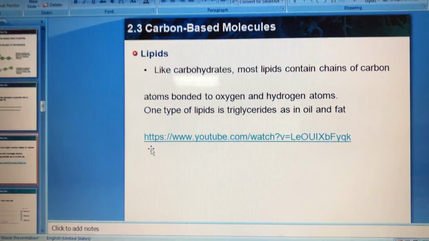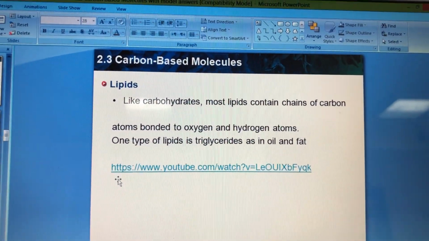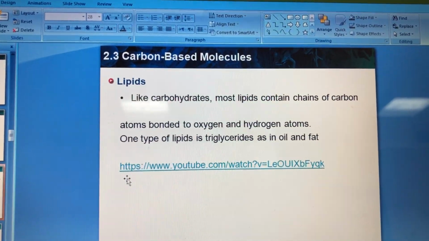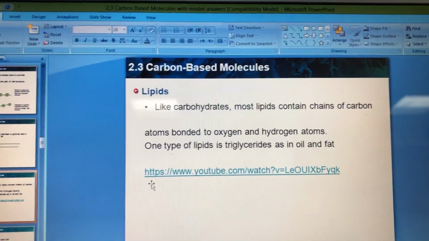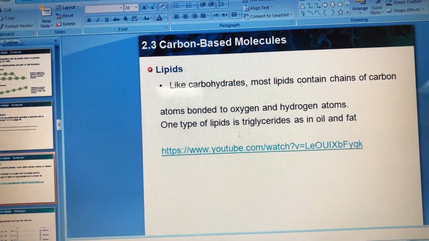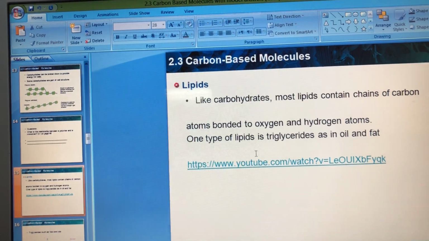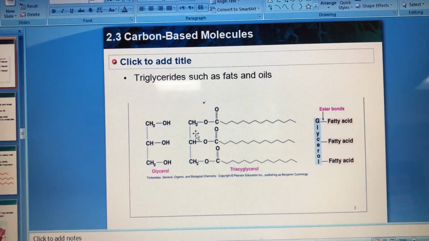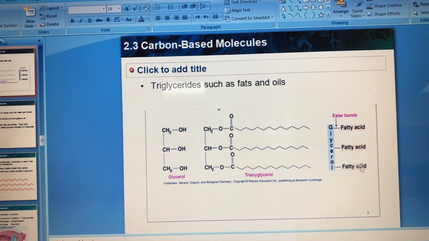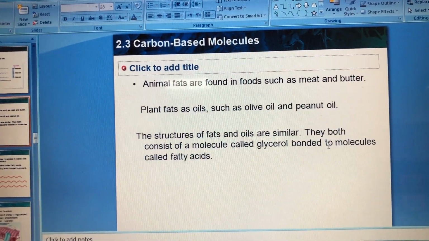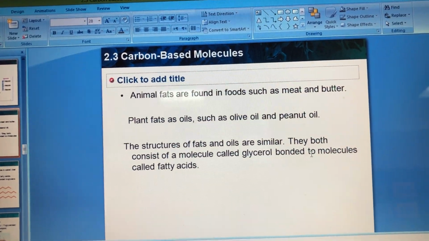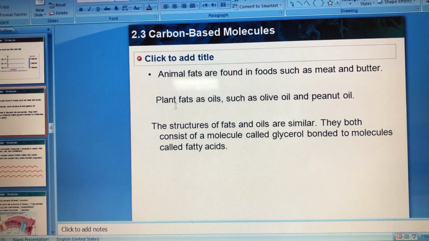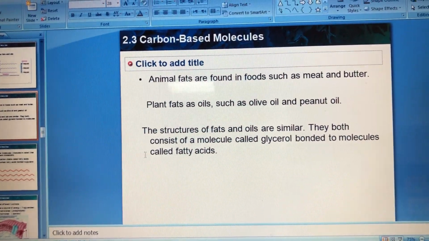Now lipids, like carbohydrates, are made of atoms of oxygen, hydrogen, and carbon. They contain chains of carbon atoms bonded together. The first type of lipid is the triglyceride. We said that triglycerides are a type of lipid made of the monomers fatty acids and glycerol. Triglycerides are found as fats or oils. Fats are found in animals, and oils in plant sources.